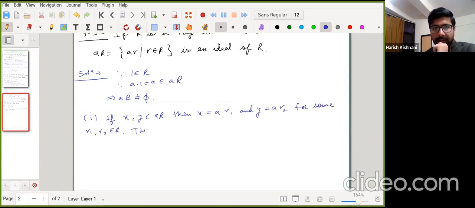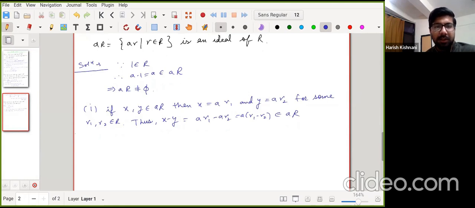Thus, what is x minus y? This is just ar1 minus ar2. You can just take a to be common, a(r1 minus r2), and it's again going to be inside the set aR. So it's closed under the operation x minus y. If x is there, y is there, then x minus y is also there. So thus it forms an additive subgroup. Now one has to check whether it's an ideal or not. One more thing we have to check is whether it is closed with multiplication by the elements of the ring or not.